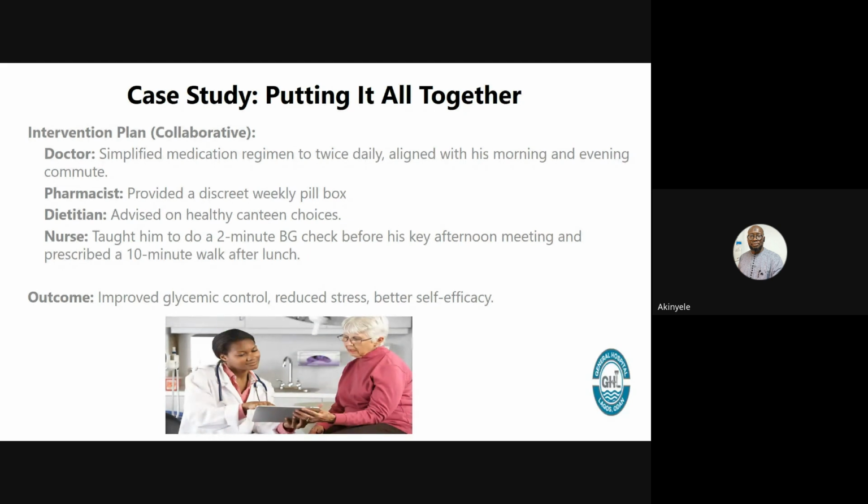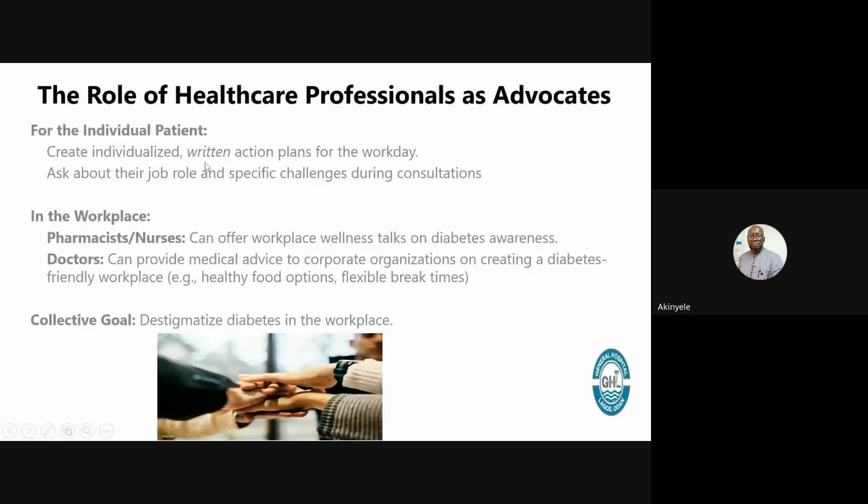So the role of healthcare professionals as advocates is that for the individual patients, we want to help create individualized plans. There's no general plan. Whatever plan we are creating for a patient must be individualized, must be tailored to the routine and the work pattern of that particular patient. And we must do this by listening and understanding how the patient works in a day and some of the specific challenges that the person has when we are consulting with them.